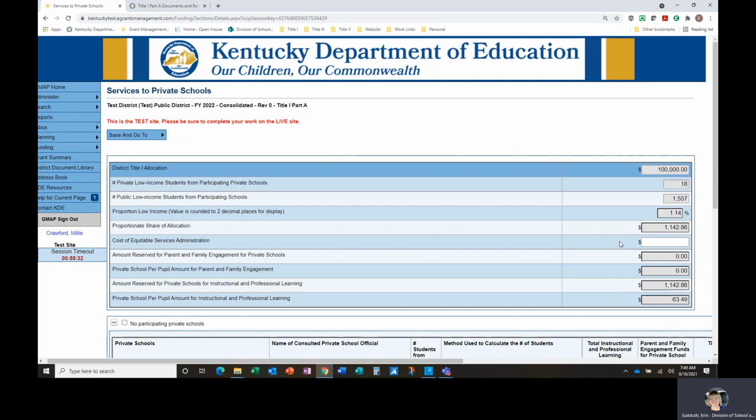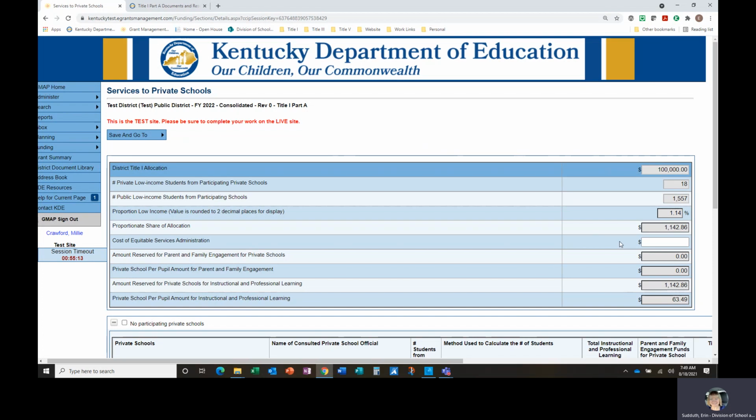Similarly, let's say you have a coordinator who's paid partially from Title I funds and partially from general funds, and the time they spend on equitable services oversight comes from the Title I funded portion of their salary. Again, that proportionate amount must come from the private school allocation.